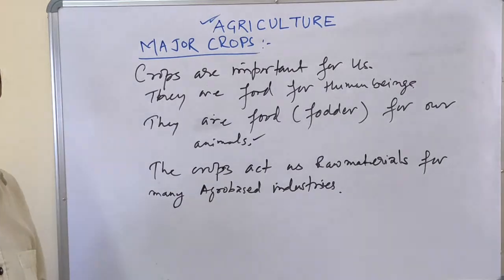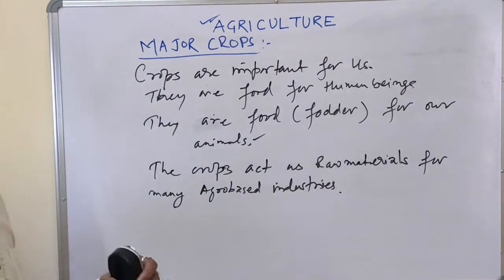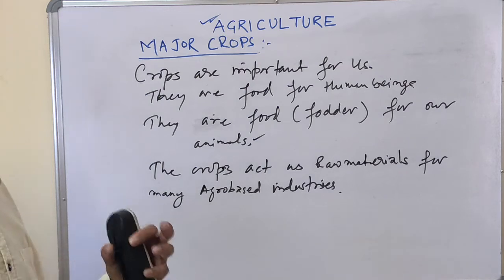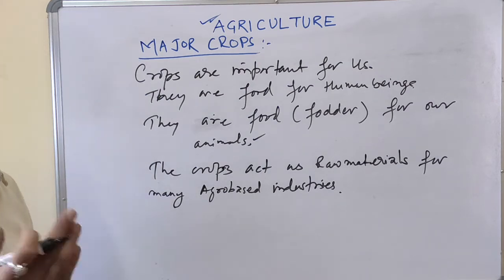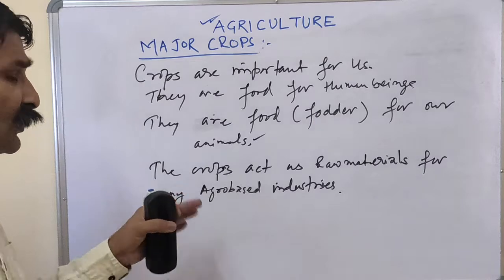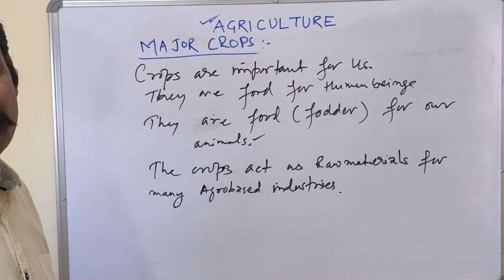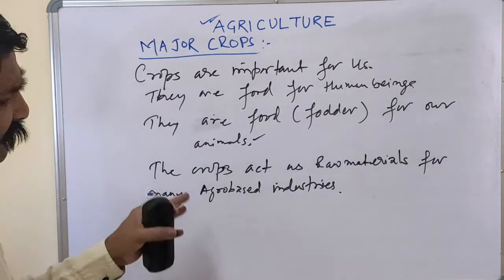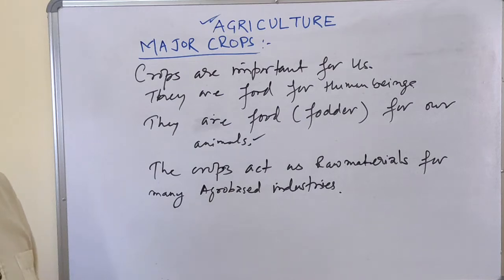Cotton is an agricultural product, and from cotton we produce yarn, and from that yarn we produce textiles. So cotton is also acting as a raw material to many industries. There are lots of fruits and crops which act as raw materials to industries. Now we'll be discussing important crops one by one.